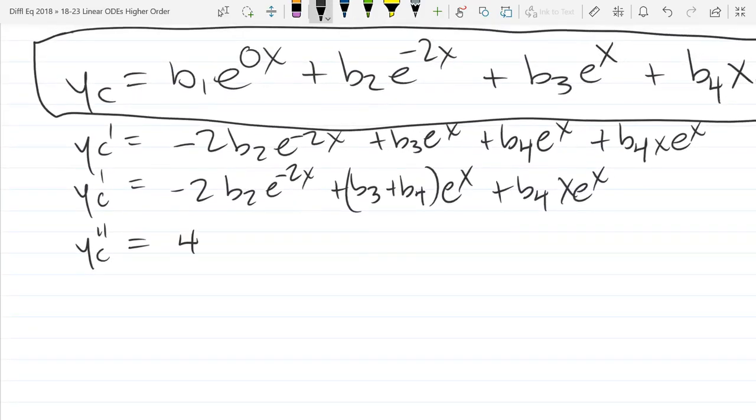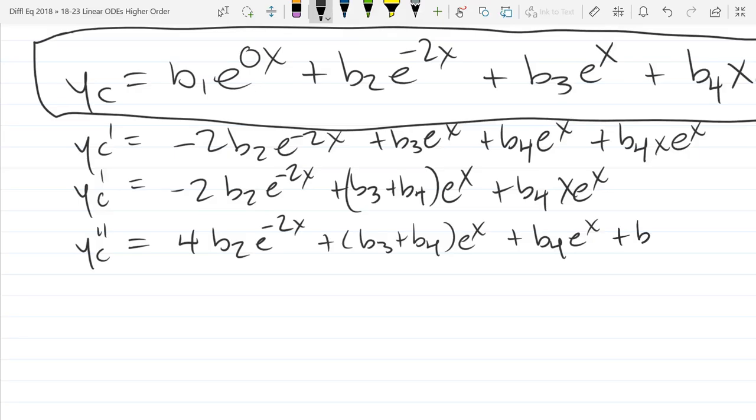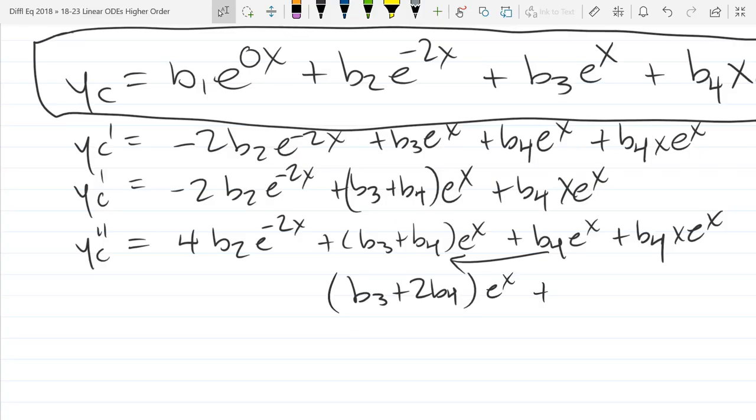So I get 4b2 e to the negative 2x plus b3 plus b4 e to the x. Those are just constant coefficients, so nothing changes there. Last term is going to look like b4 e to the x plus b4 x e to the x, and just move that b4 into the parentheses. We got b3 plus 2b4 e to the x.